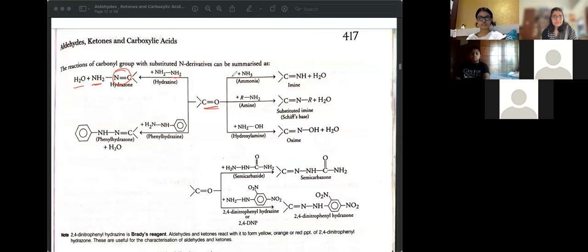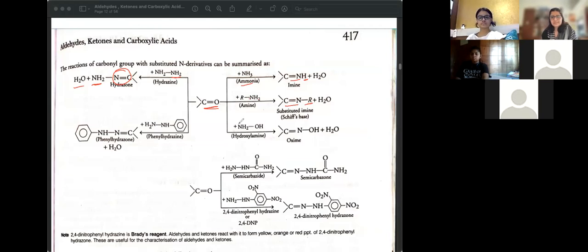Okay. Simple ammonia, again, same thing. C double bond N has come. And on the other side, there's H. So that remained as it is. Then R NH2, where instead of Z we have R. So C double bond N, and what is attached to nitrogen is R. So that remained.